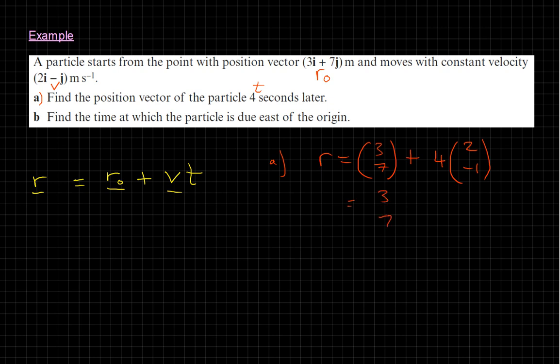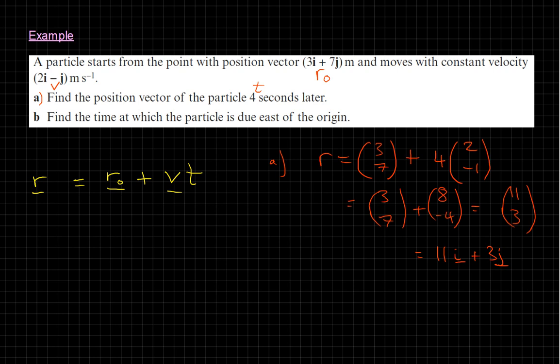So that's 3, 7. Again, plus 4 times 2 is 8, 4 times minus 1 is minus 4. And now we can add those two vectors together. We get 11 and 3. And that's it. And we could maybe also just say that's 11i plus 3j in case they want it in that form. Cool, so that's part A done. Not too bad, just using this formula.